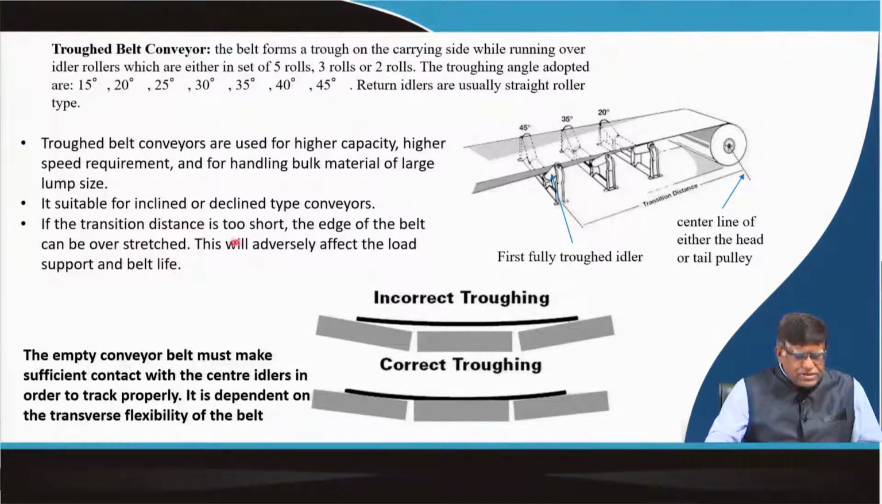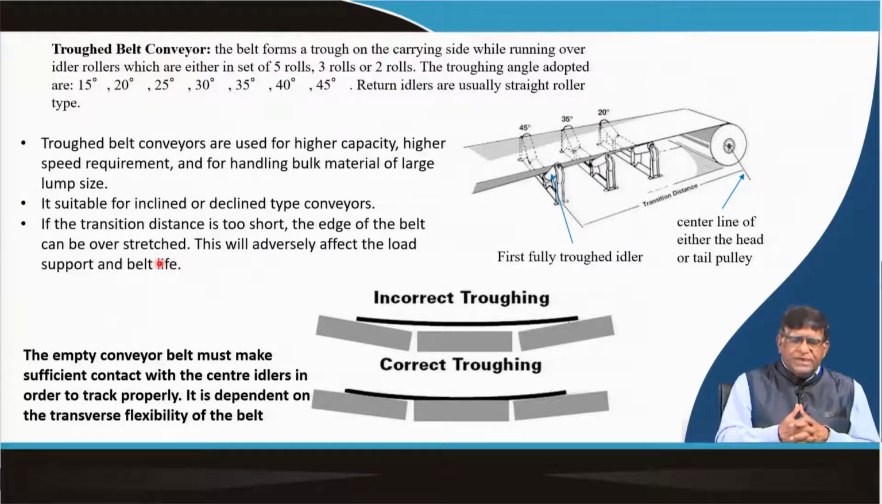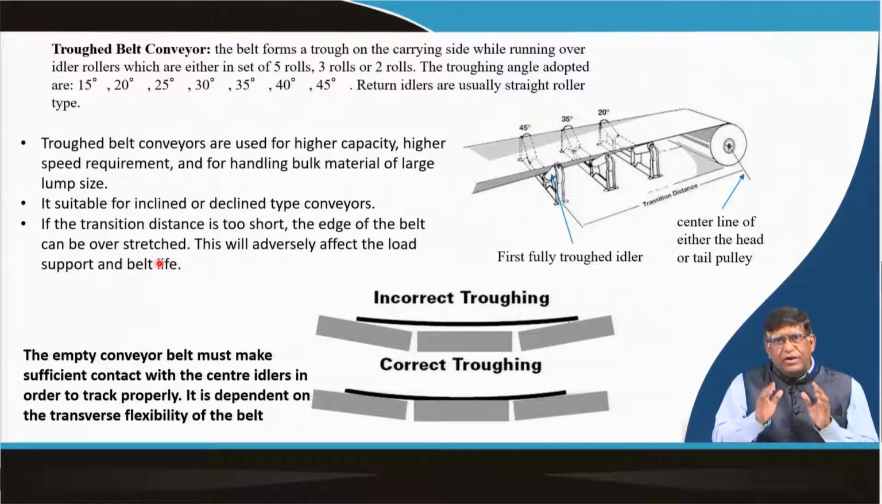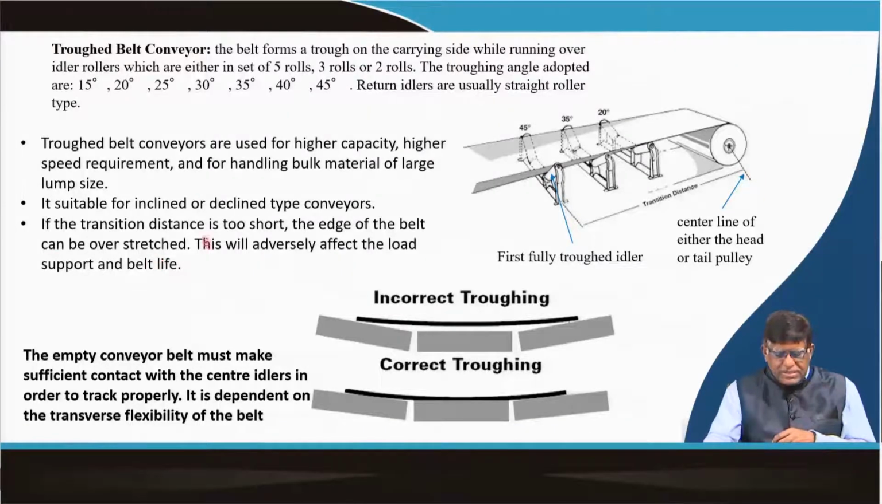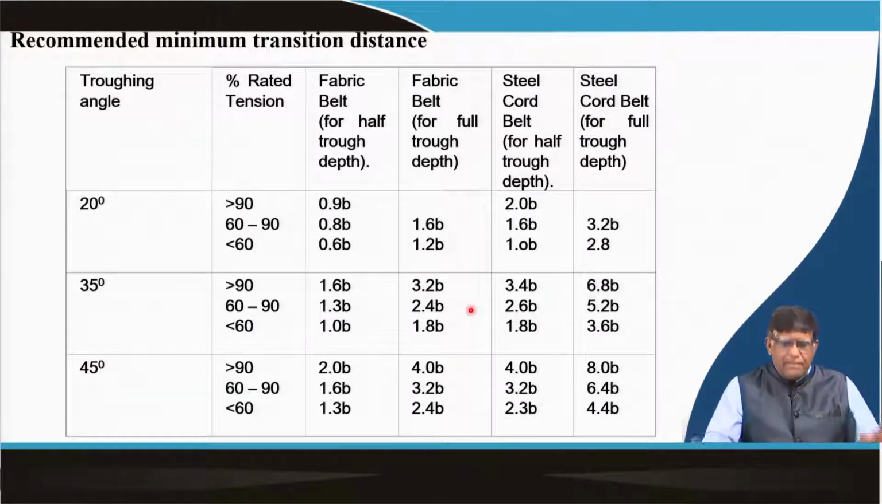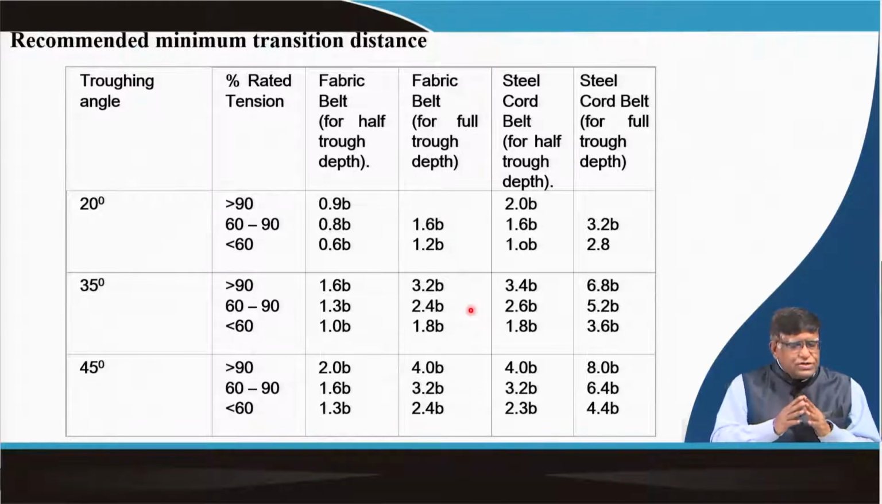Then the transition distance, if it is too short, the edge of the belt can be overstressed, and this will adversely affect the load support and the belt life. That is both ways it is there. So, this is your troughing angle. They will have to be designed properly, so that the belt sits properly onto the conveyor idlers. These are some of the issues which you can learn, and you can know what the different transition distances will be.